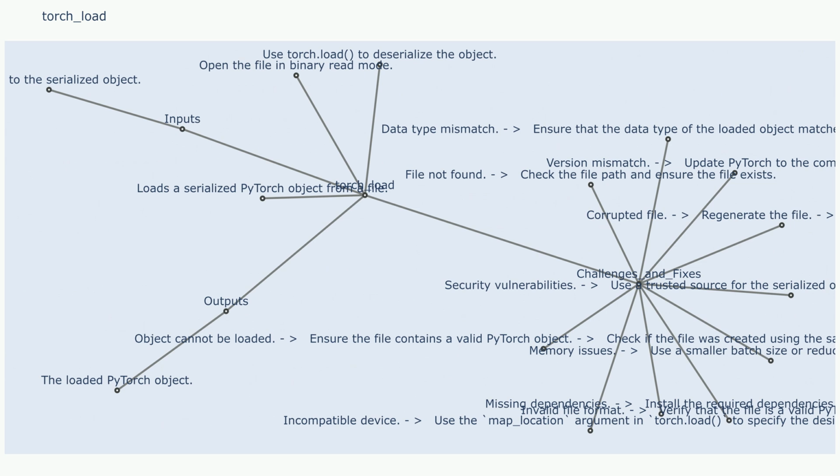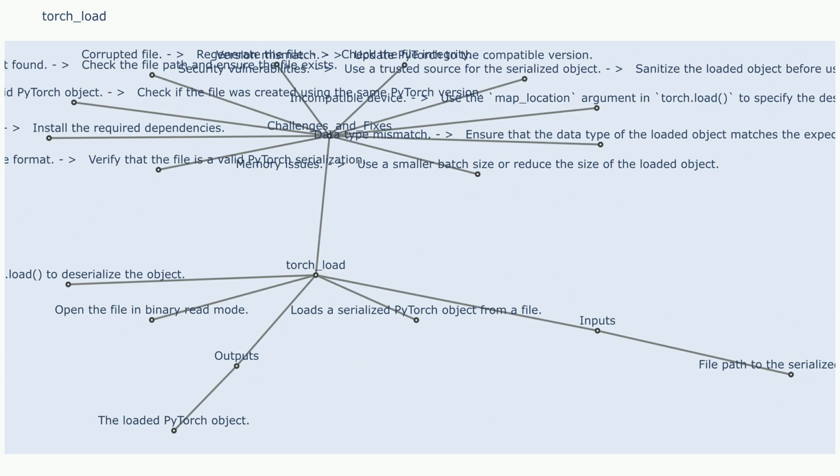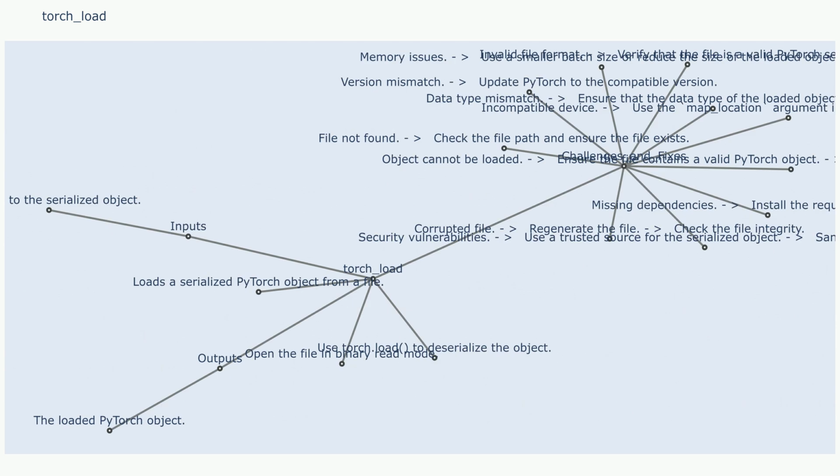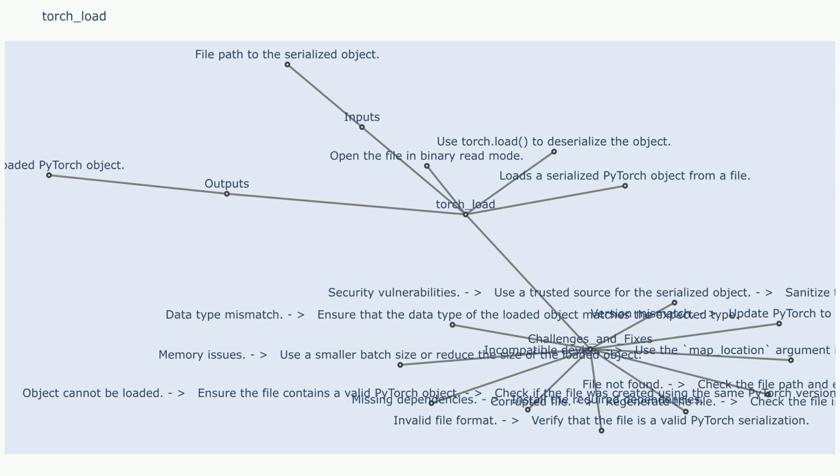Outputs. Object: the deserialized object, reconstructed from the data in the file. The type of the returned object will be the same as the original object that was saved. Steps. Read the data from the specified file. Deserialize the data, reconstructing the original PyTorch object. If a map_location is specified, move the object to the desired device. Challenges and fixes. Challenge 1.